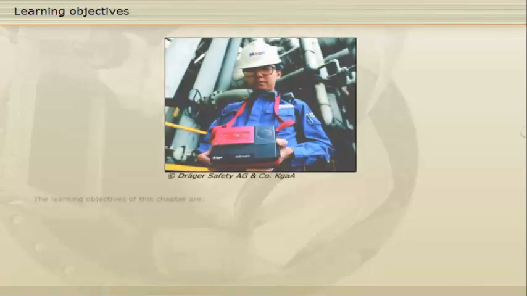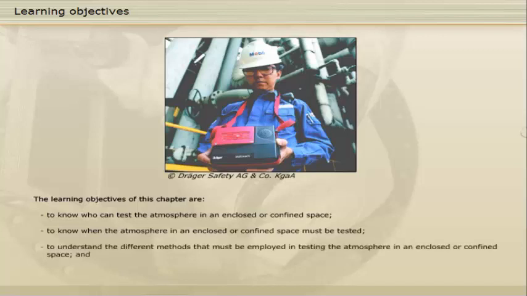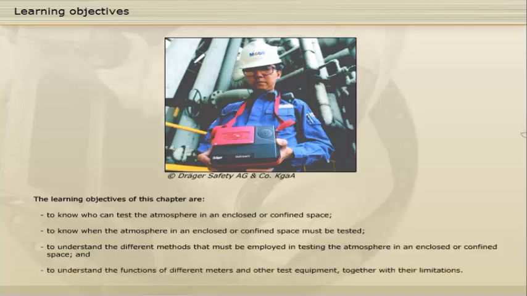The learning objectives of this chapter are to know who can test the atmosphere in an enclosed or confined space, to know when the atmosphere in an enclosed or confined space must be tested, to understand the different methods that must be employed in testing the atmosphere in an enclosed or confined space, and to understand the functions of different meters and other test equipment, together with their limitations.